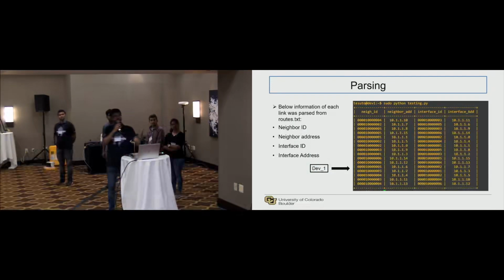And this is now coming to the XRBGP part. We didn't know much about XRBGP, so we tried to use the file that was given to us, the JSON file, to parse some of the information such as the neighbor ID, neighbor address, interface ID, and print it using pretty table in the UI.